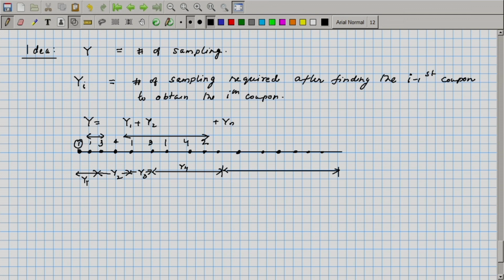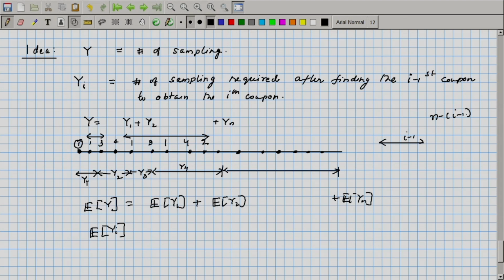Okay. So, clearly y is equal to y1 plus y2 up to yn, and linearity of expectation says expectation of y is equal to expectation of y1 plus expectation of y2 plus up to expectation of yn. Okay. So, let us look at what is expectation of yi. Yi clearly is a geometric random variable, but its parameter is something that we need to determine. Okay. So, when we have already obtained, let us say i minus 1 coupons, there are a remaining n minus (i minus 1) coupons. If we pick any one from there, we have a success, otherwise we will need to repeat the sampling process.